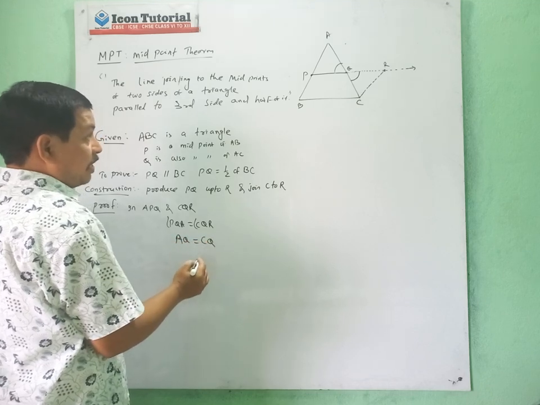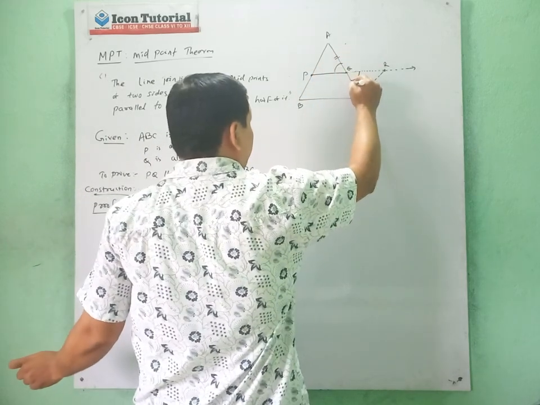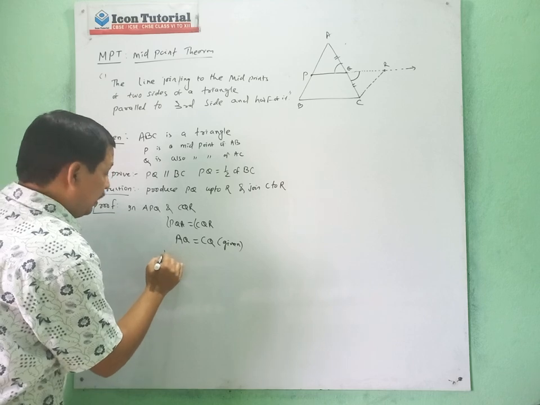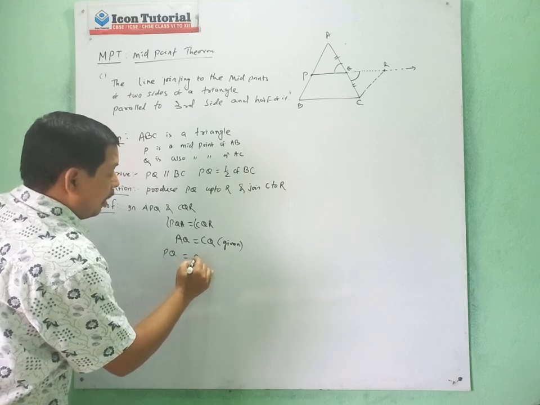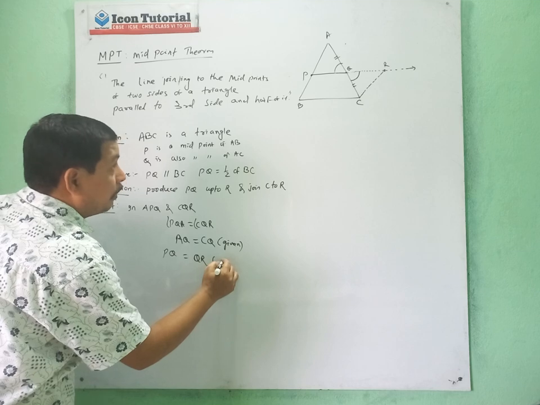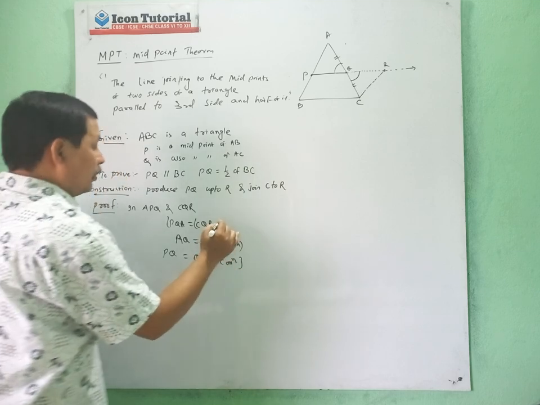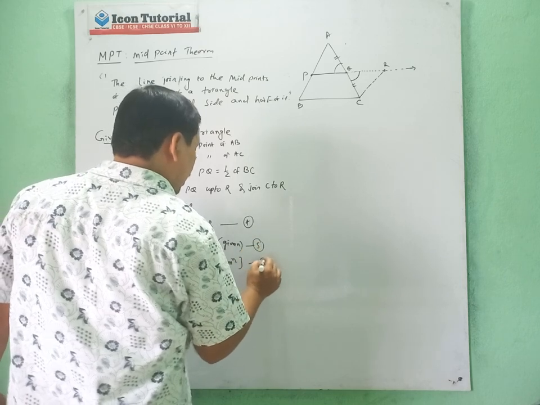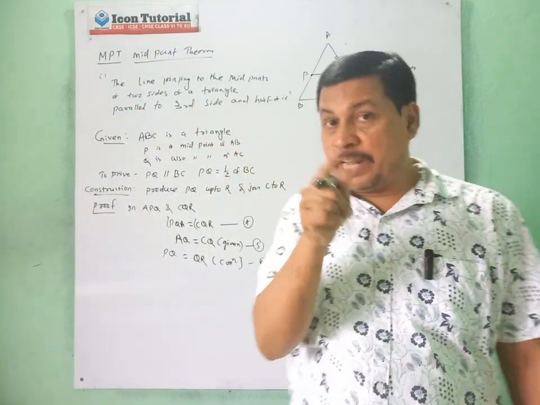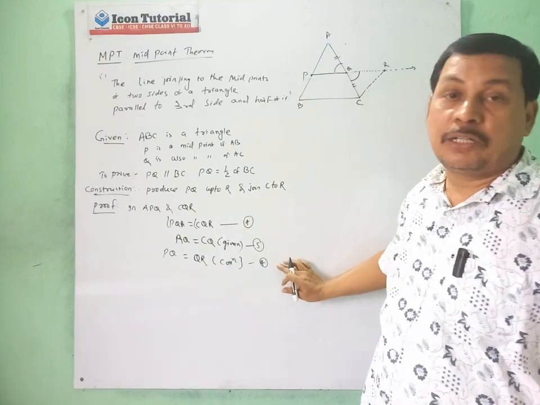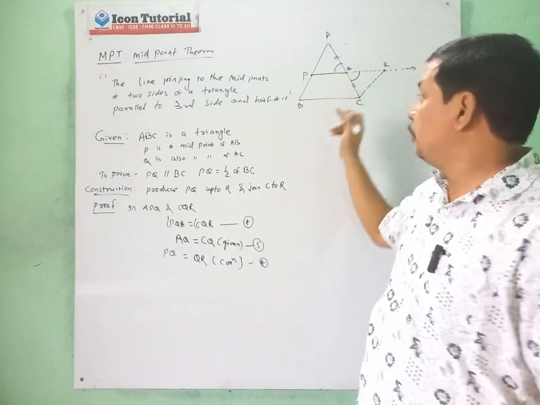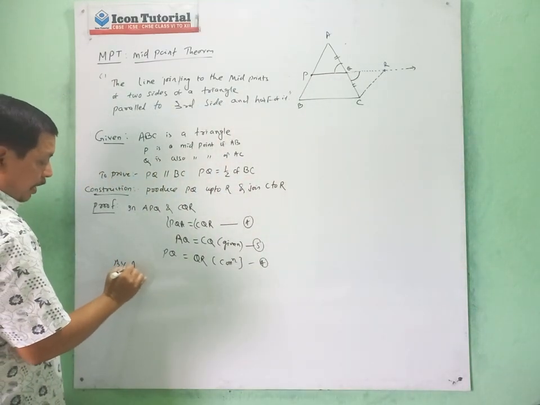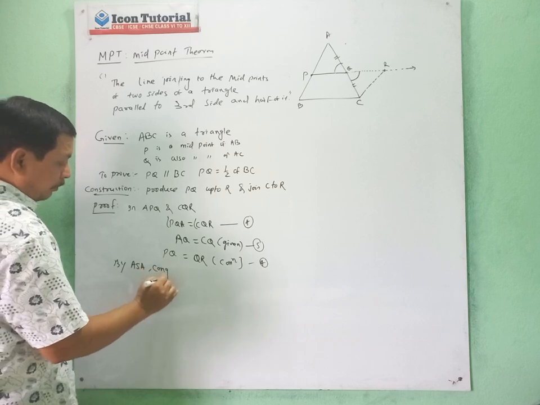Then AQ is equal to CQ. That is given. And PQ is equal to QR, that is by construction. Now this one is an angle, this one is a side, this one is an angle. You know the congruency theorem: according to the ASA congruency theorem, the two triangles are congruent to each other.